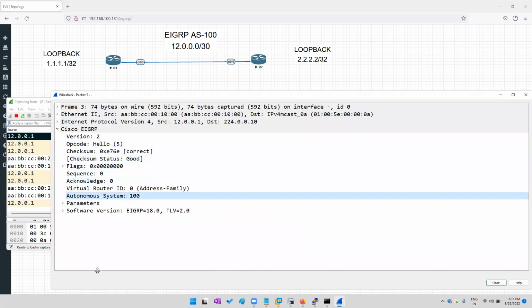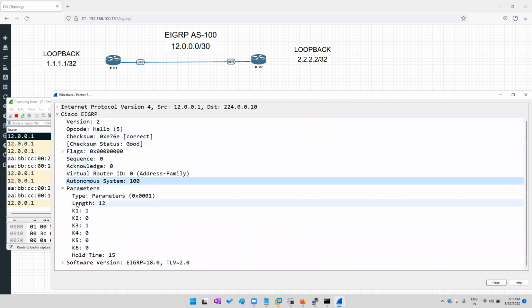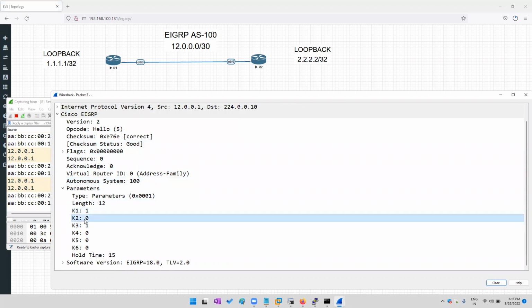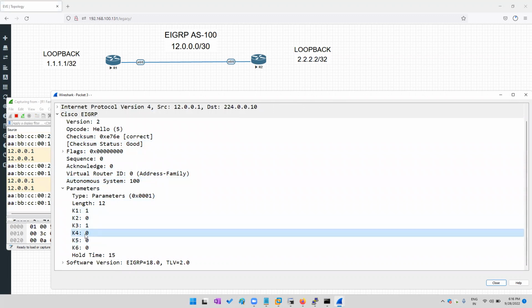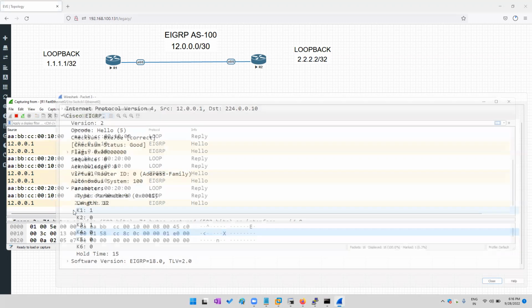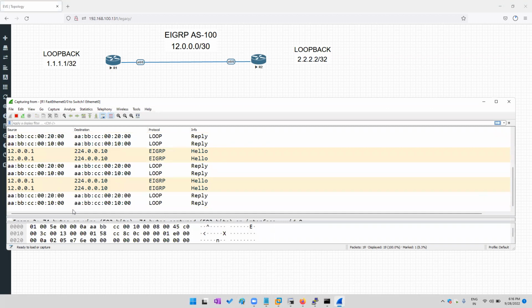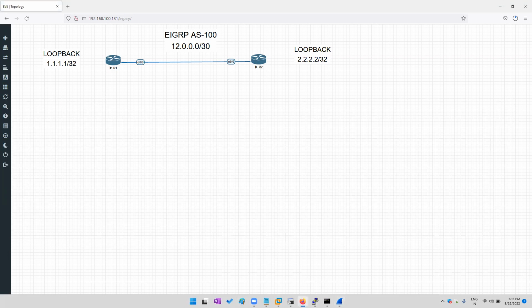And now, is it version 2? We are sending some parameters. K1 is enabled, K3 is enabled, and the rest of the K values are disabled. So these are my parameters inside the hello message, but right now no one is receiving the hello message. So how to match parameters? We are going to the R2 side and then enabling EIGRP.